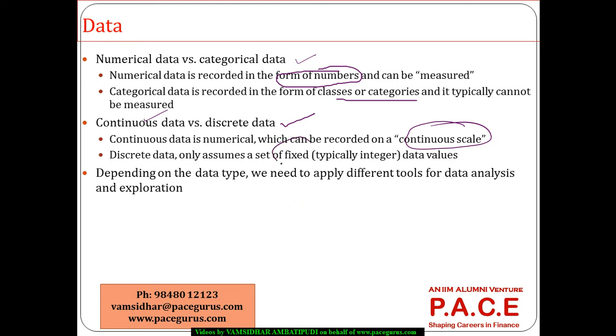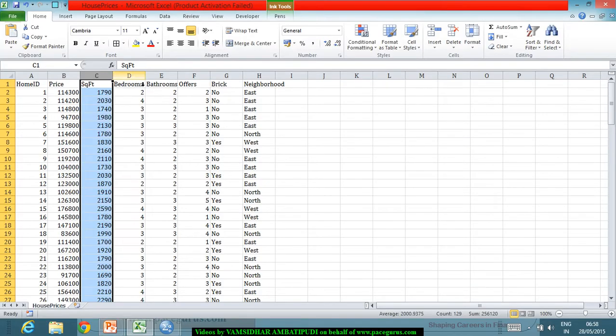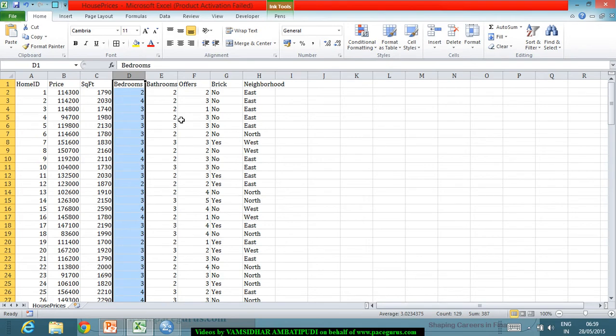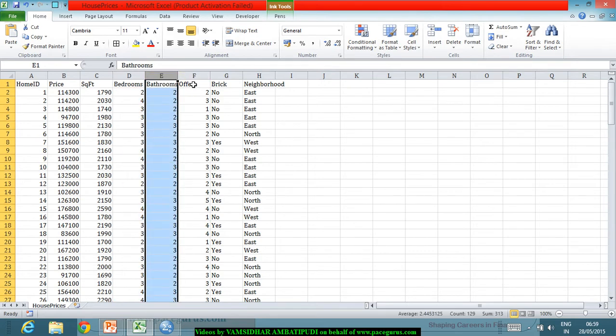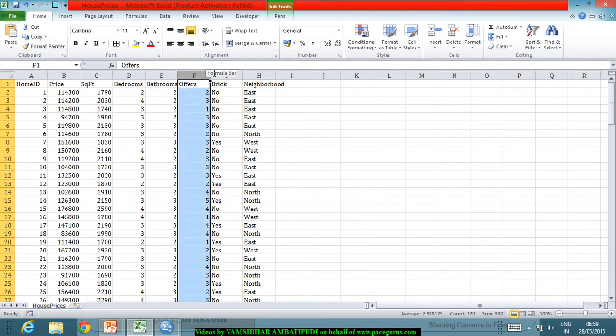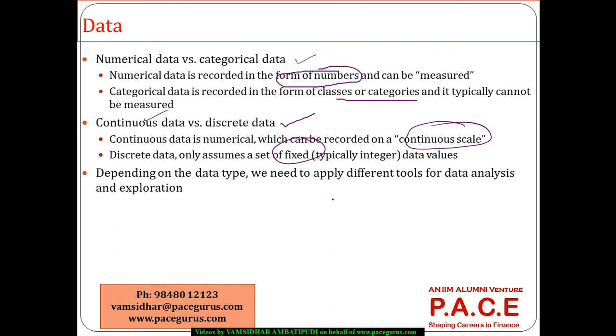Whereas discrete assumes only a fixed set of values, typically integers, like your number of bedrooms: 1, 2, 3, 4. It cannot be 2.12 or some such thing. Similarly, the same thing goes with bathrooms. The number of offers can only be counted, they can't be measured. Those things come out as discrete data.